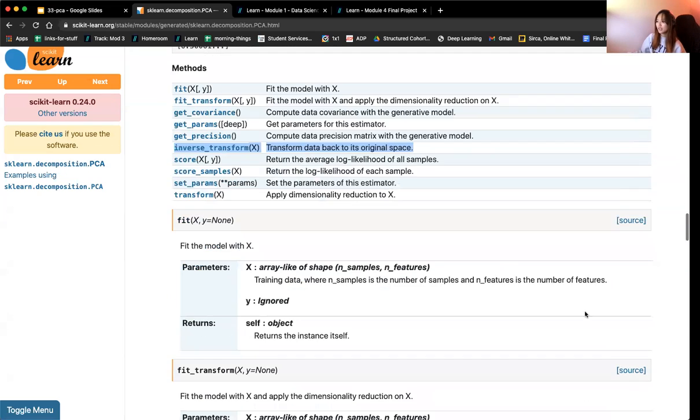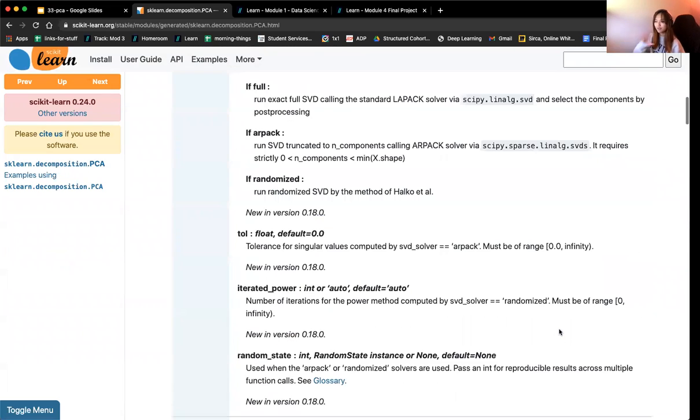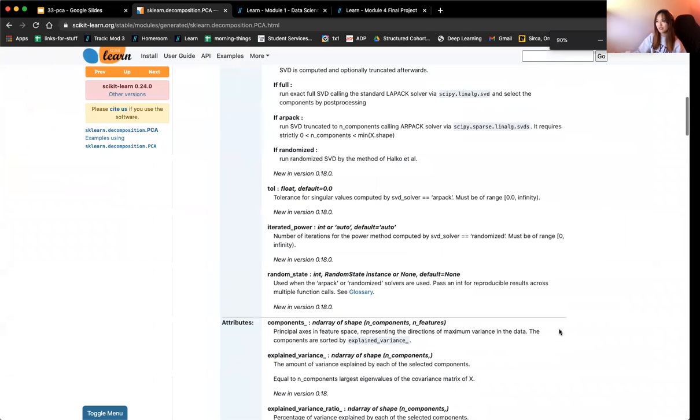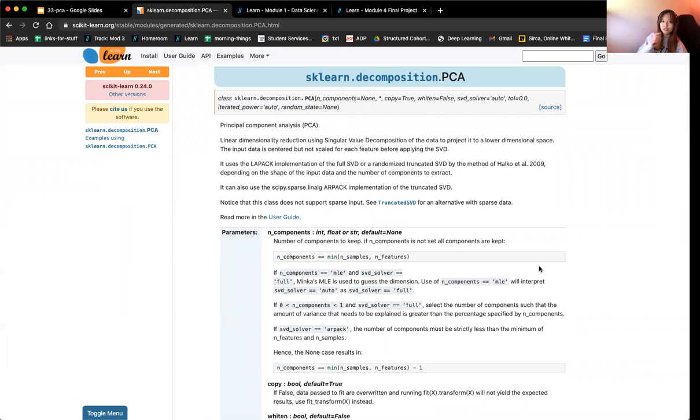Any other questions regarding the implementation of PCA? I do recommend doing the labs if you are interested in maybe applying PCA in a future project. All right.